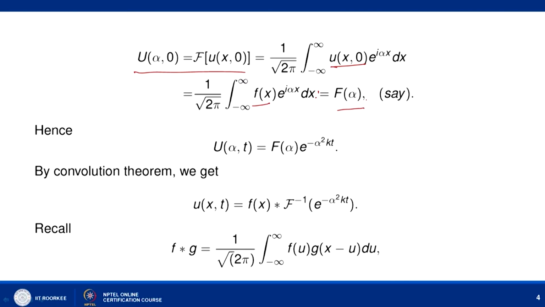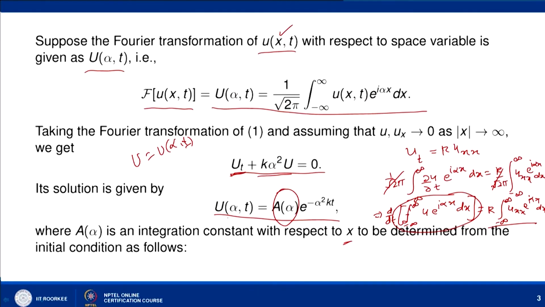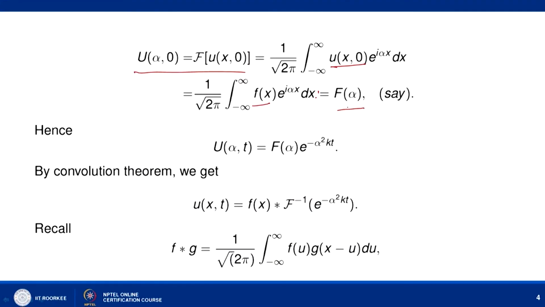So it means that the Fourier transform of f of x is given by f of alpha. Using this initial condition, u alpha t is equal to A alpha e to the power minus alpha square k t. Now put t equal to 0, then your u alpha 0 is coming out to be f of alpha.